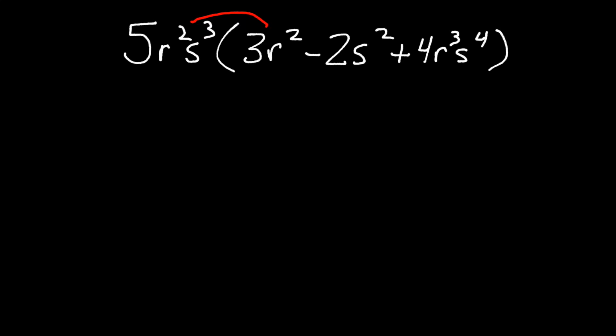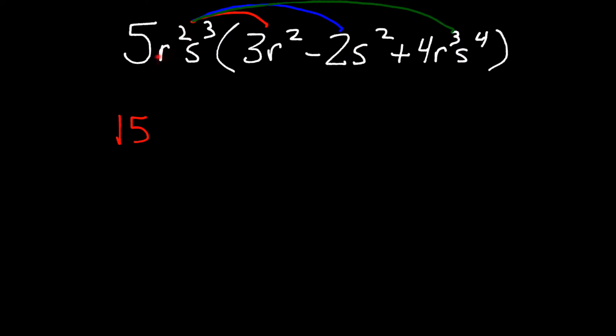I've got 5r squared s cubed times 3r squared first. After we're done with that multiplication, we're going to have 5r squared s cubed times negative 2s squared. And then lastly, we'll have 5r squared s cubed times 4r cubed s to the fourth. So let's get started with our first term, 5r squared s cubed times 3r squared.